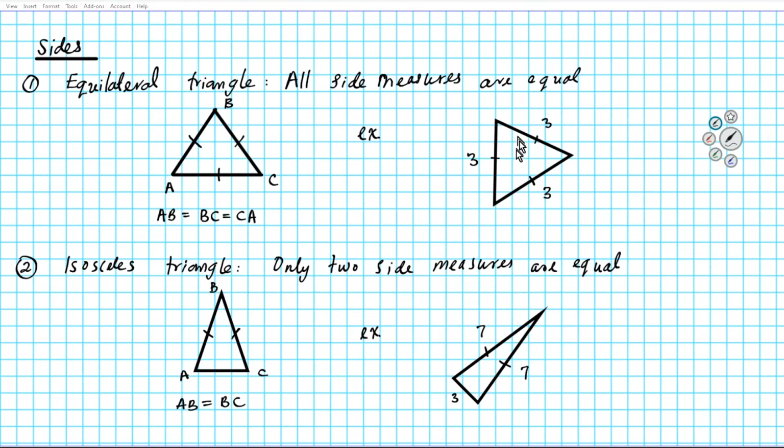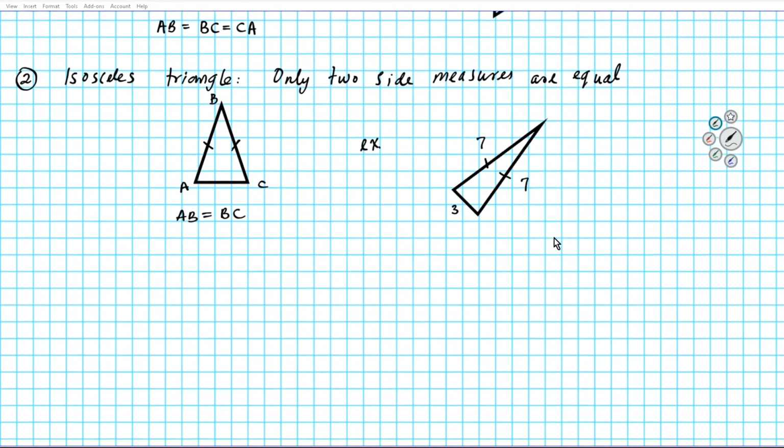All right, the last classification by side measures is known as the scalene triangle. Okay, so what makes a triangle a scalene triangle? You have a scalene triangle when no side measures of a triangle are equal.